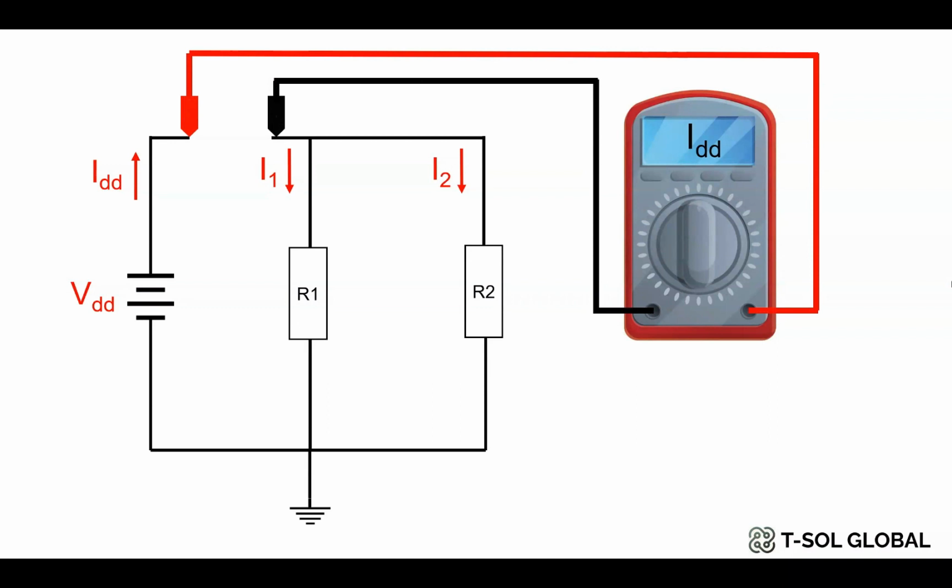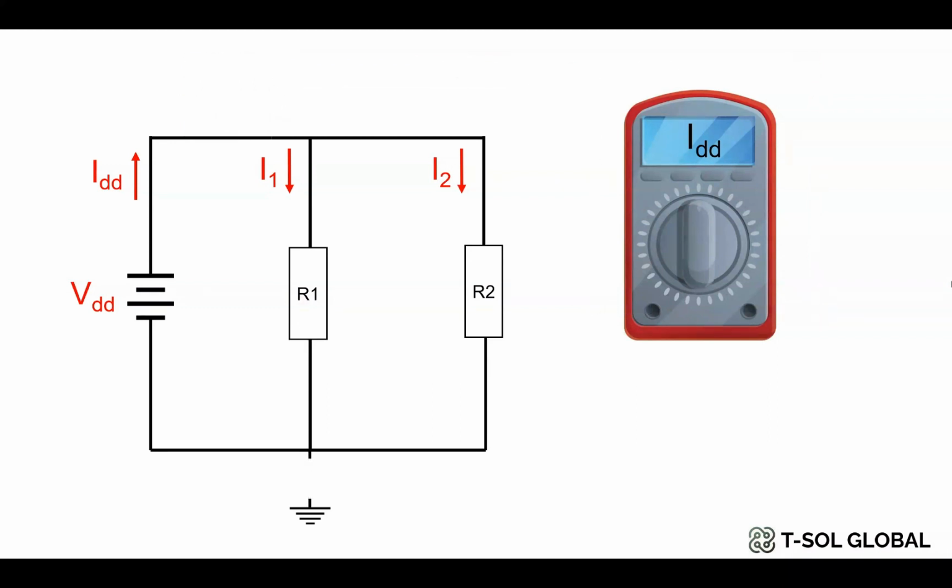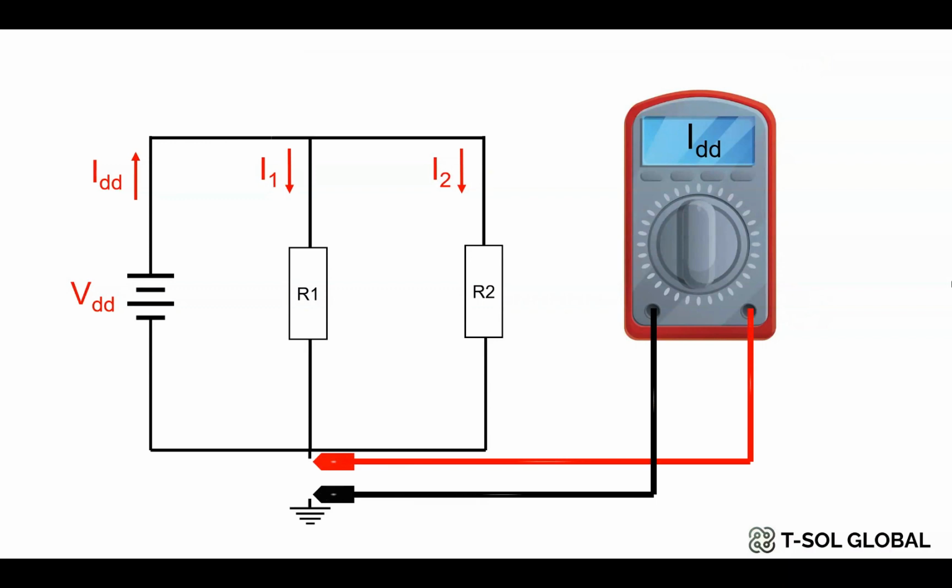Another way to do it is by removing a part of the wire from the main ground, and you have to connect your multimeter probes in that part, and it will also give you the IDD current. So your IDD current is basically the total of your I1 and I2 current.